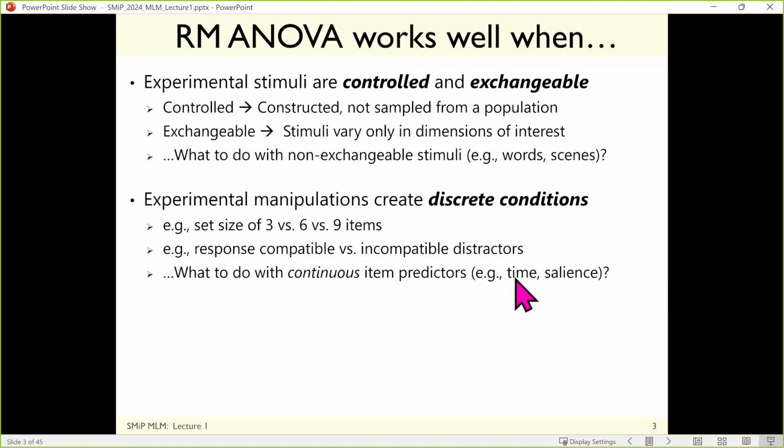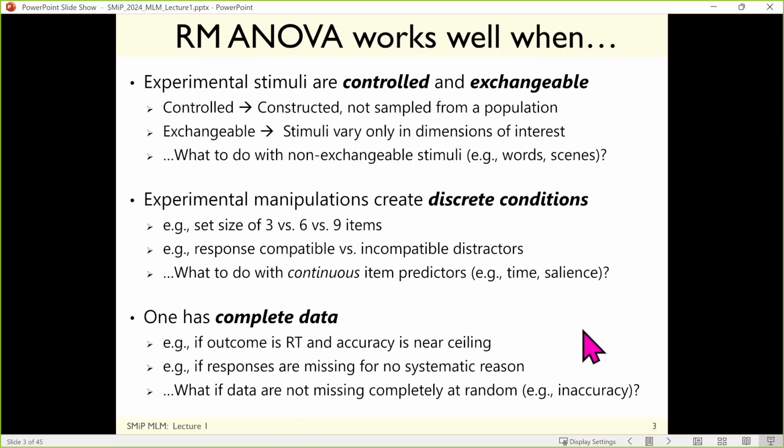So we want to be able to incorporate predictors or item feature information that's continuous and not just discrete. And then complete data, that's the big one. If you're doing a response time type task in which people really shouldn't get it wrong unless it's an accident, then you wouldn't have very many inaccurate response times that you would traditionally remove. If item responses are missing for no systematic reason, so if you have a design in which certain trials are administered to certain people so that you don't overload them, like a planned missingness design, that would be okay. But what if that's not the case?